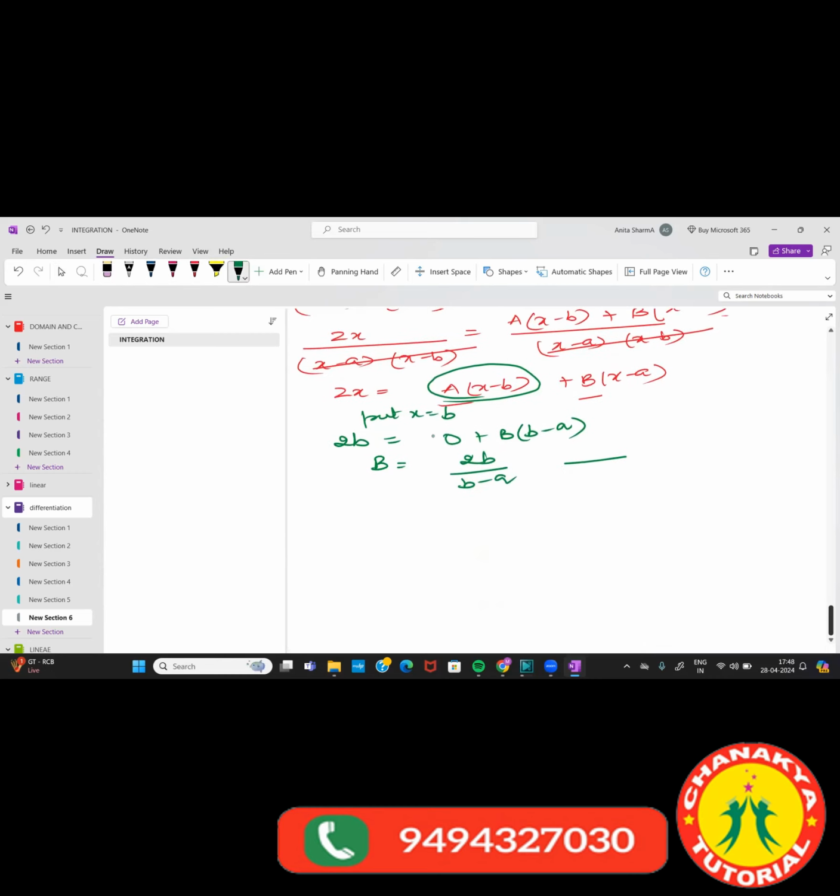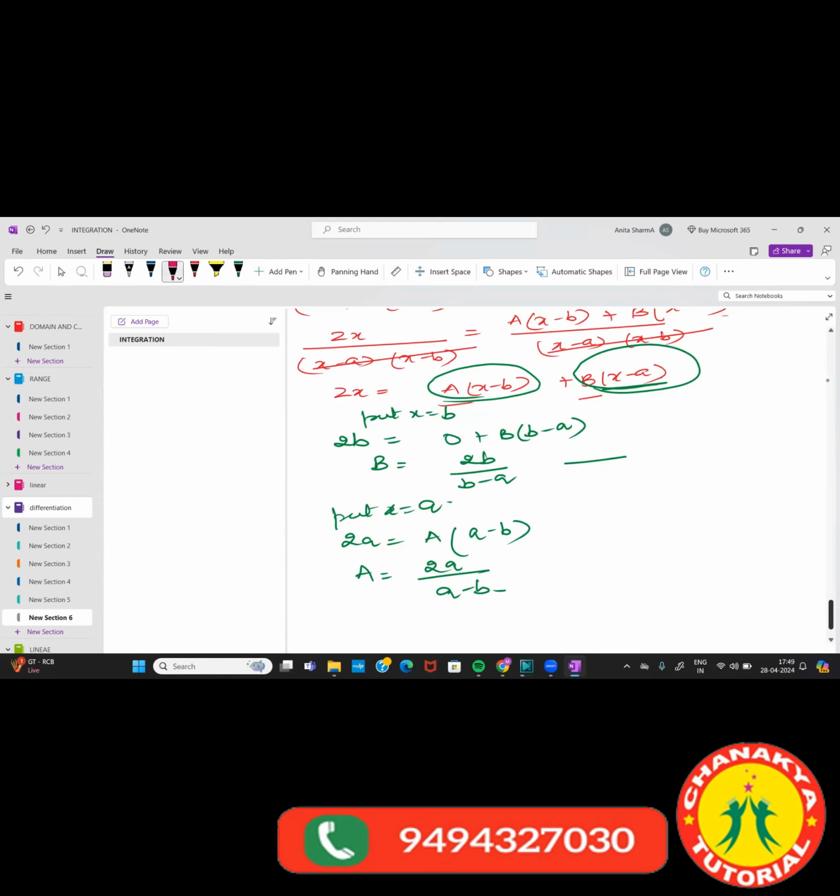Okay. Now we have to find A. B you have found, now you will put x is equal to a. Then 2a will be, now this term will be 0 when you are putting x is equal to a, then A into (a − b). Then the value of A will be 2a upon a − b. Yes, Jaswant? Understood this thing? Yeah, ma'am.